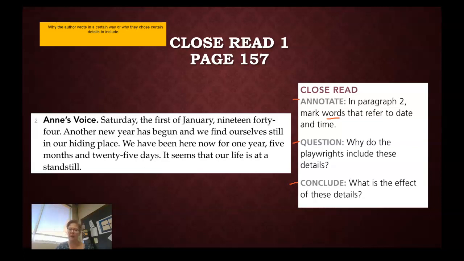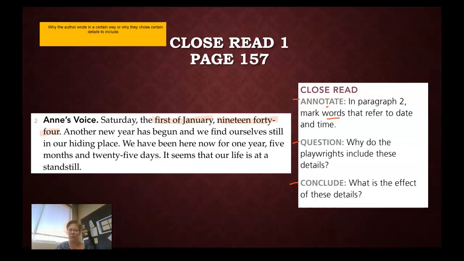So I come over, and I'm the student right now. I'm going to model this. It says, for annotate, in paragraph 2, mark words that refer to date and time. So I come over here. That's easy. Date and time. So I see January, 1st of January, 1944. So that's a date. I see another new year has begun, and we find ourselves still in our hiding place.